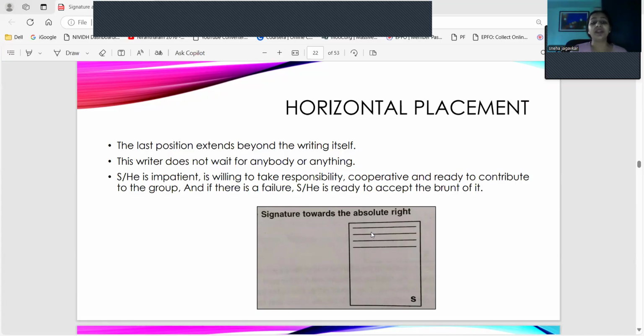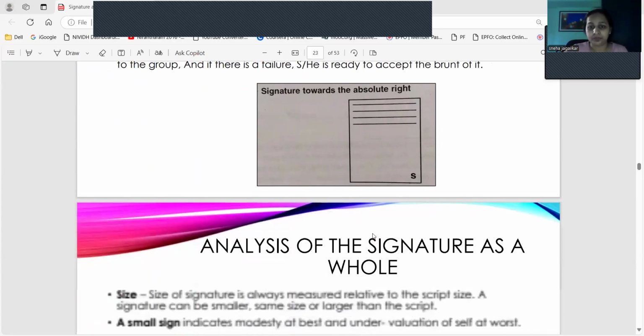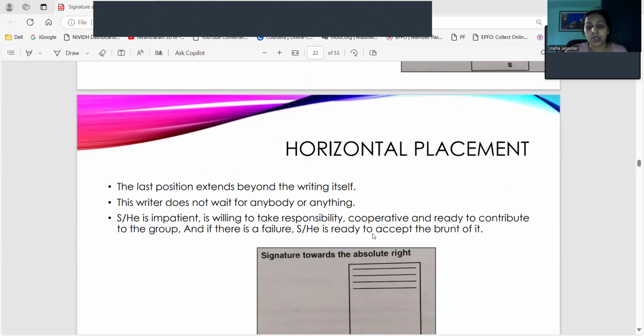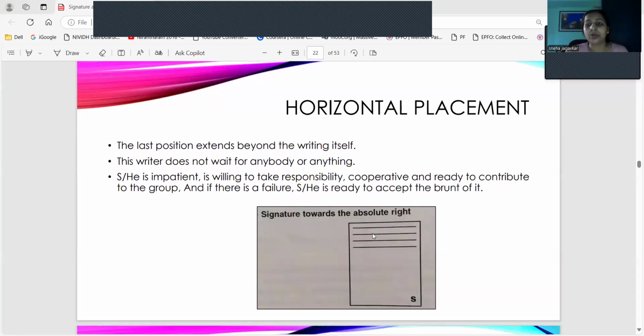They're cooperative and ready to contribute to the group. If there is some kind of failure, they are ready to accept the brunt of it. But to do all these things, not necessarily will they be able to complete the given task. Okay. So this is about horizontal placement and vertical placement.